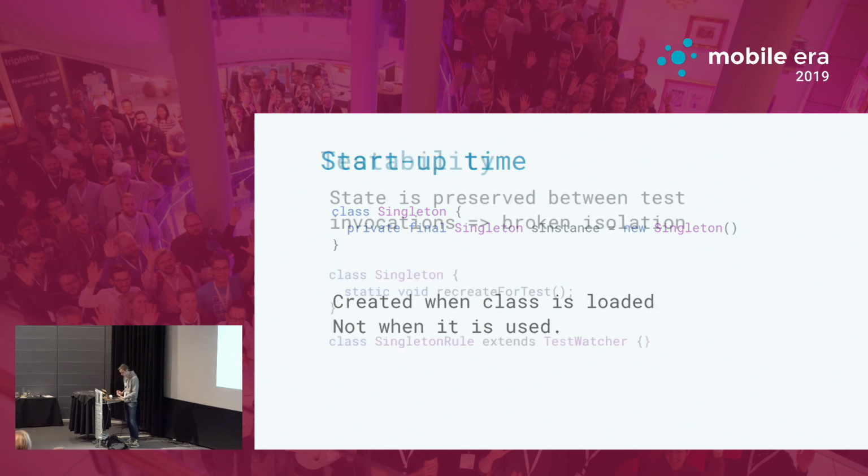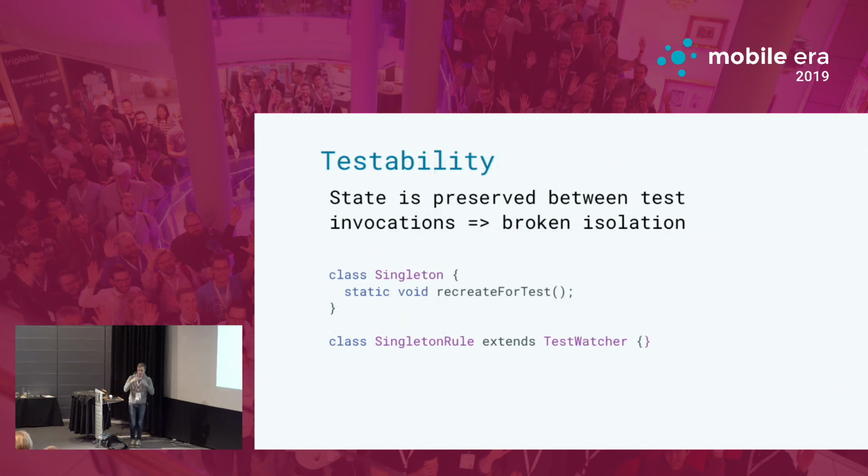Then there's testability, which is, I think, one of the most famous issues. Your state is preserved across test invocations because you put your state in a static thing, and the static thing lives across test invocations, because nobody restarts the JVM. And after that, you have to come up with some kind of strange API for how to make this singleton work in tests.